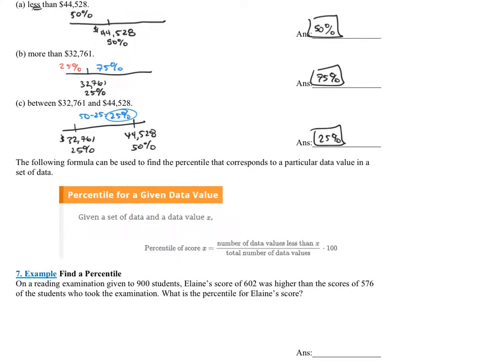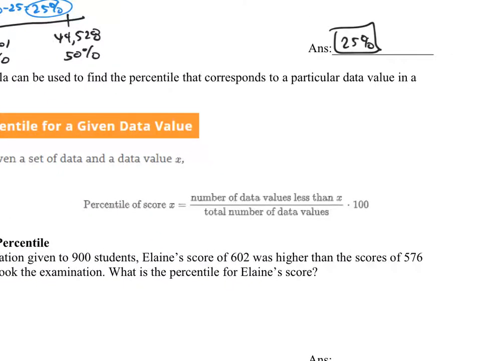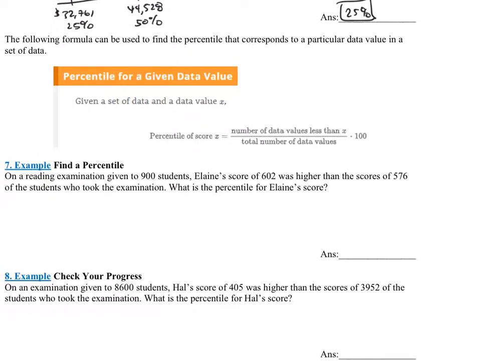So let's look at the next one. How are you going to calculate the percentile of a given data value? Well, to find the percentile of a score, remember that's the number of people that you have scored above. You look at the number of data values less than it divided by the total number of data values. That's going to give you a decimal, and then if you want to write it as a percentage, you have to multiply it times 100. So it's always the number of data values less than it divided by the total number of values.